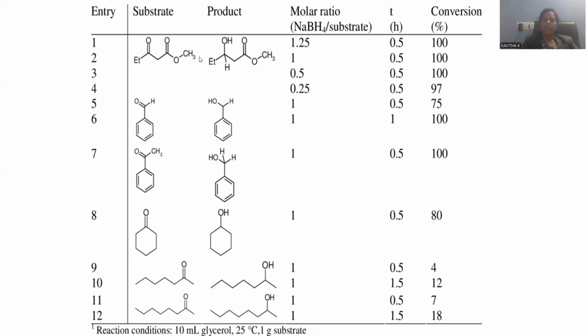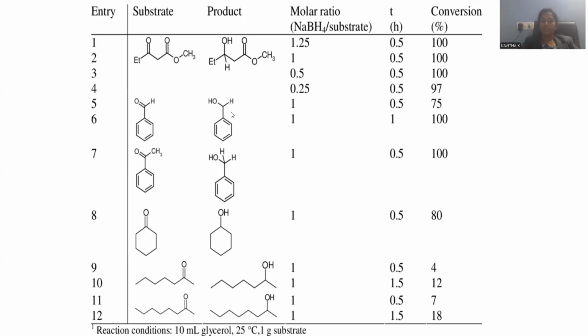Initially, the compound taken is methyl acetoacetate. Methyl acetoacetate was reacted with sodium borohydride in a suitable molar ratio, here 1 mole of substrate with 1.25 moles of sodium borohydride, giving rise to a product where the ketone is selectively reduced into a secondary alcohol.